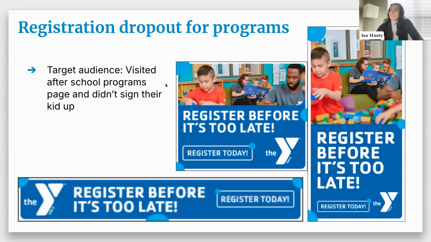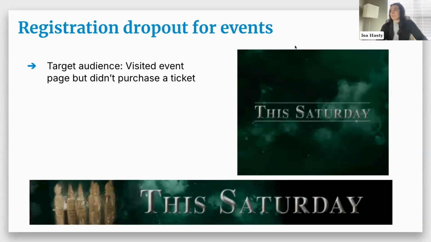Another example here is from the YMCA of Metropolitan Fort Worth. They do registration dropout campaigns using retargeting ads for programs. So people who are visiting the after school care programs on their website, but then not signing up their kids, will then see ads showing up all over the web as they're browsing on Food Network and news sites, reminding them to come back and register. And obviously instilling a bit of a sense of urgency in ads like this can be really helpful if they have shown interest, but then for whatever reason didn't actually complete the action.